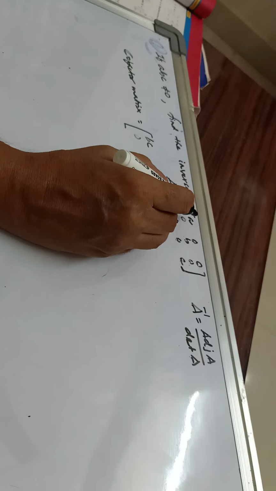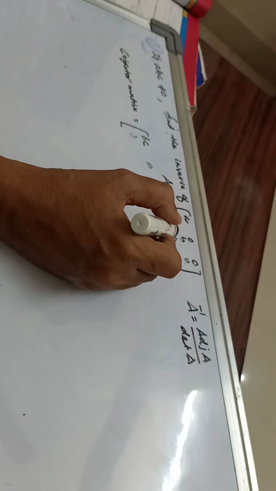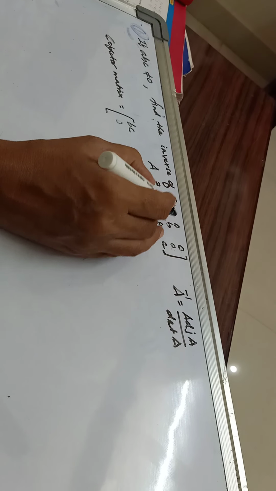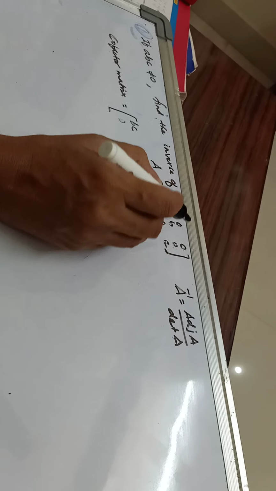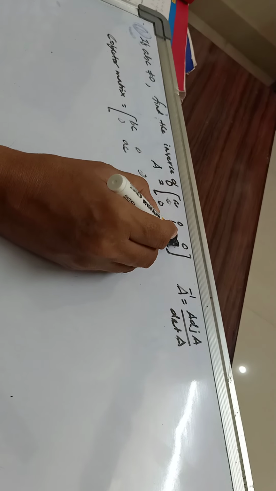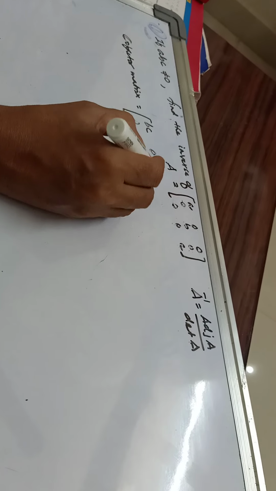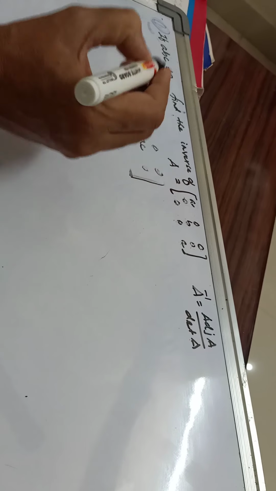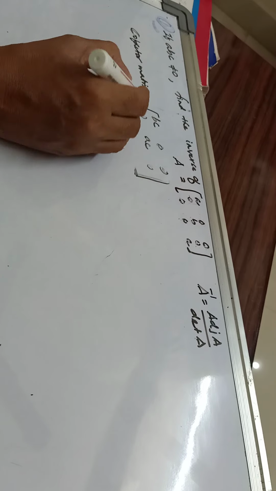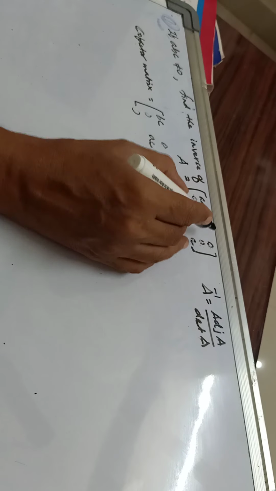What is the cofactor of B? B is present in second row and second column. 2 plus 2 is 4, so the sign will not change. Delete this row and this column, then you will be left with A 0, 0 C. Its determinant is AC minus 0, that is just AC. Cofactor of this is, delete this row and this column, 0 minus 0. So whatever may be the sign, 0 is always 0. Cofactor of this is also 0, because 0 minus 0. Cofactor of this is also 0, because if you delete this row and this column, 0 minus 0.